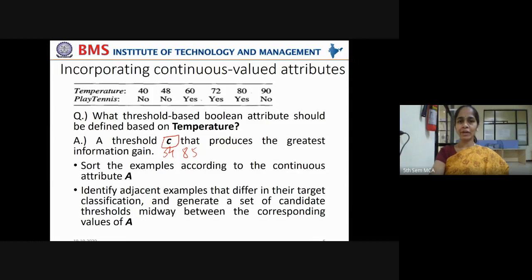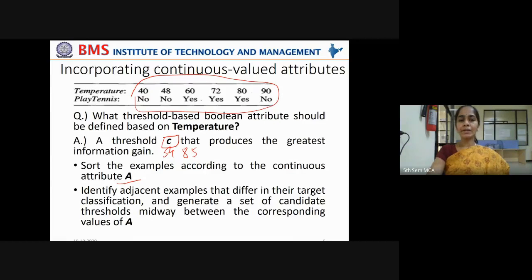That is the threshold we are testing. A threshold C that produces the greatest information gain has to be selected. How to come up with this approach? Let us see. Sort the examples according to the continuous attribute A. Initially, these may be given in sorted order, but if not, first sort them.